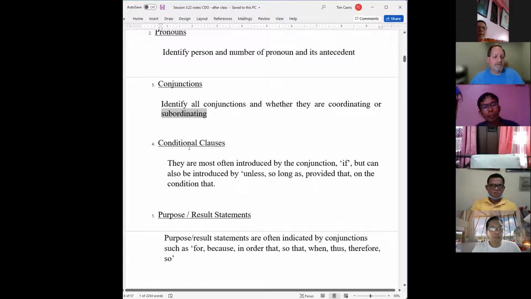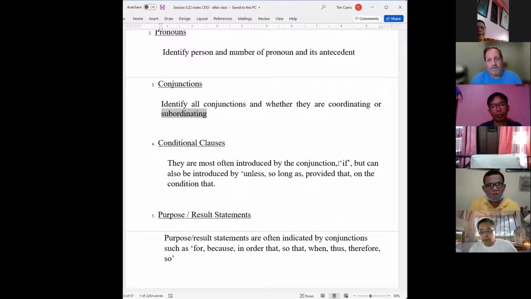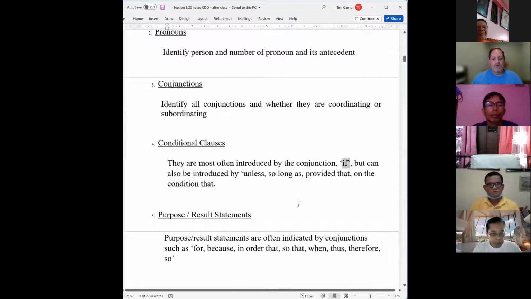Then we identified conditional clauses, which present a condition to the action. So they're connected to the verbs, and what they do is provide a condition to the verb. And usually they begin with if, or as Alan pointed out last time, the word unless is a conditional word. And then there's a few others: so long as, provided that, on the condition that. But usually if is the most common, sometimes unless.